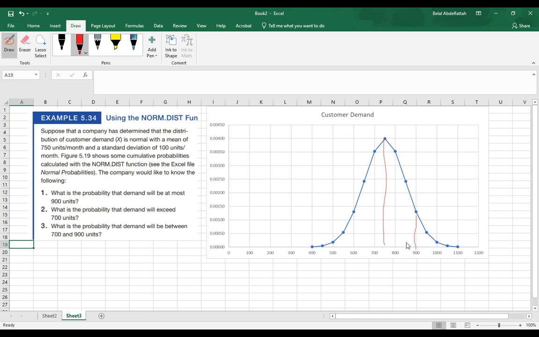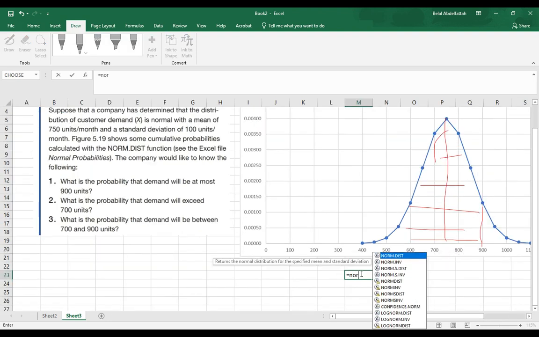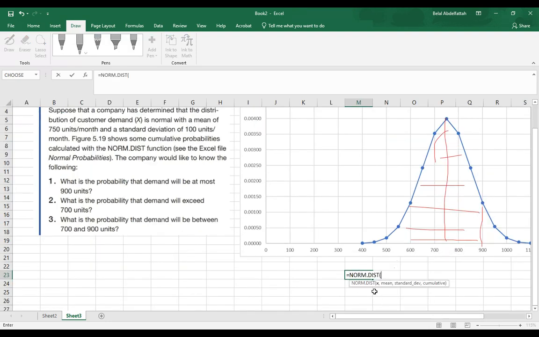So I'm interested in the probability that at most 900 units, so that means 900 units or less. So we're looking at the cumulative of 900 and anything to the left of it. If we were to sum that up, we know it's going to be more than 50%. So I'll say equal sign NORM.DIST. I have to put in the value of interest, which in this case would be the 900, the mean, the standard deviation, and a cumulative true or false. So we're looking for a cumulative. We know we're going to say true here.